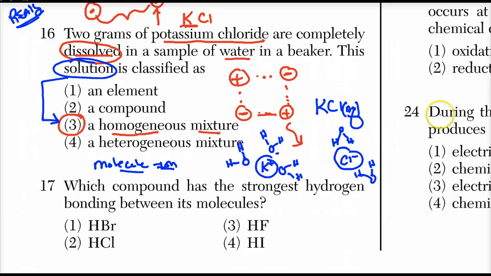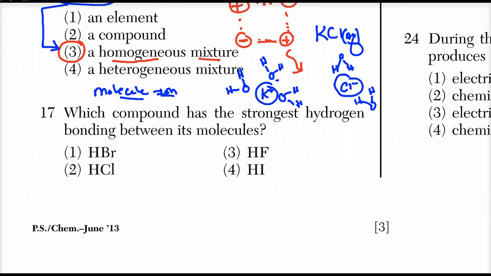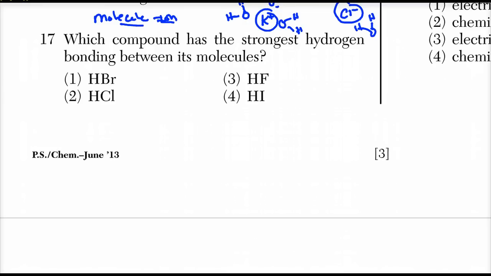16 is 3. 17. Which compound has the strongest H bonding between its molecules? Okay, well, I don't know. We should know that FON is the only type of molecule that has H bonding. So if I look at my choices, the only one that could have it is choice 3.